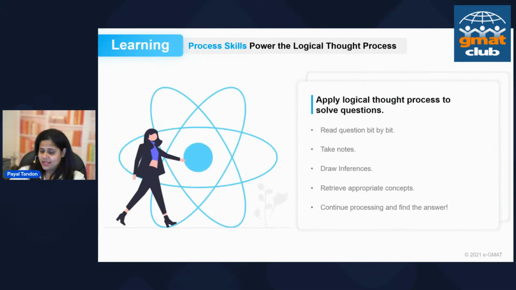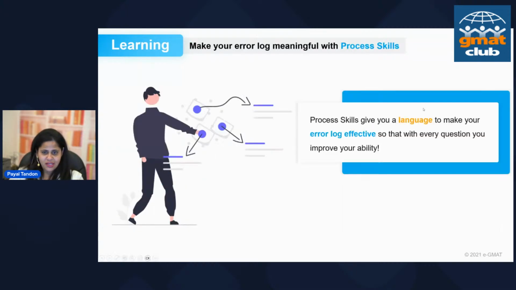So again, the main thing across every question that we have solved together, and we have solved 5 questions together with some variations of a couple of questions, is process skills. Process skills power your logical thought process. So you read the question bit by bit, you take notes, you draw inferences, you retrieve appropriate concepts, and you continue your process till you get to the final answer. All right. So with this, we've come to the end of this session.